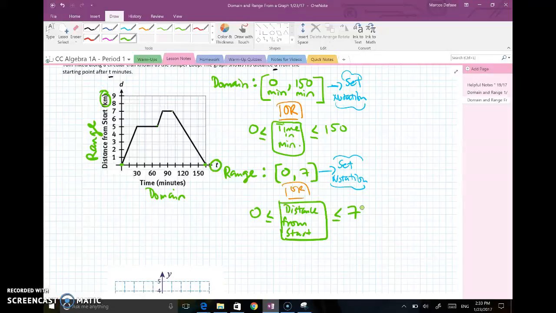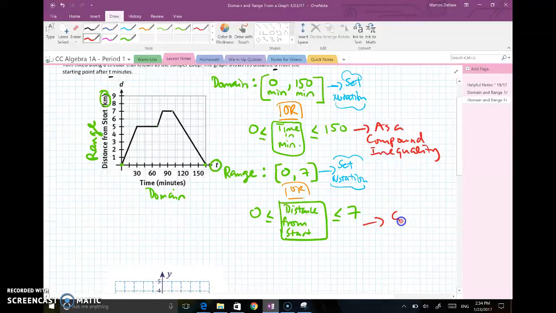He went 7 kilometers on his hike, and it took him a total of 150 minutes to do that, which is over 2 hours long. That's 2.5 hours long. And that's how you write domain and range using both set notation and inequalities. So I'll indicate that over here as a compound inequality. And once again over here, compound inequality. Okay?